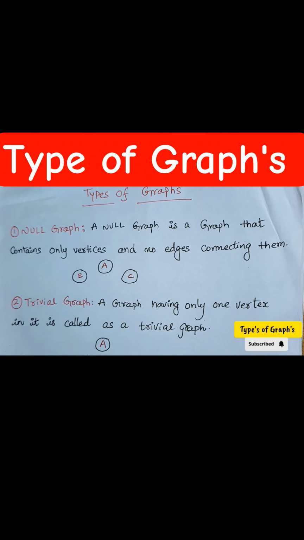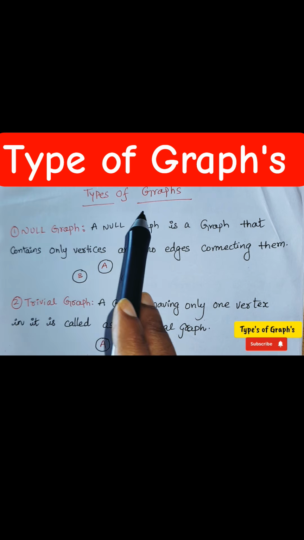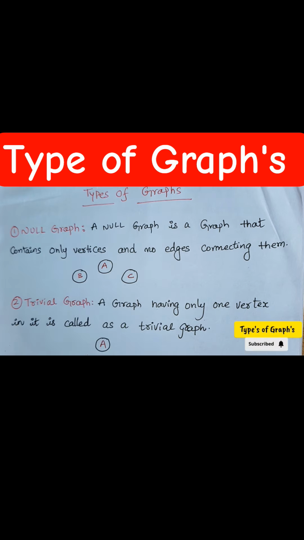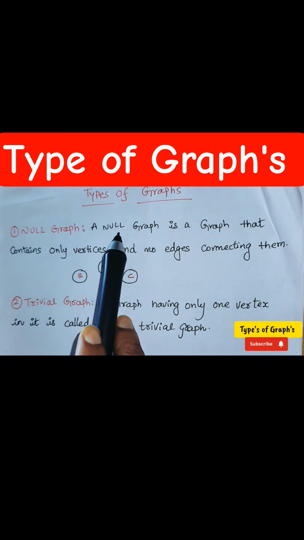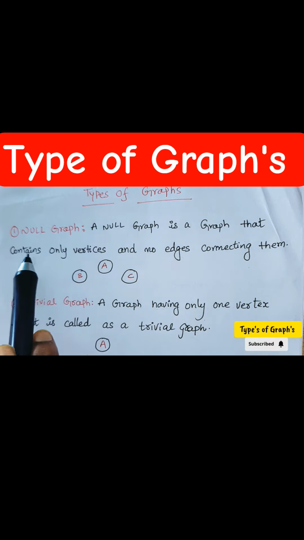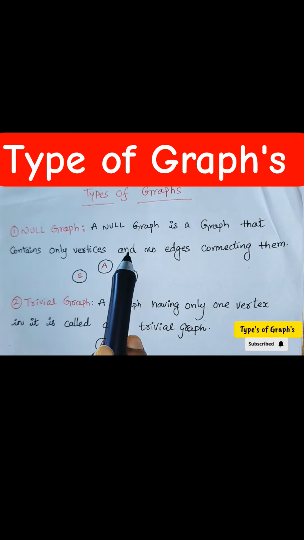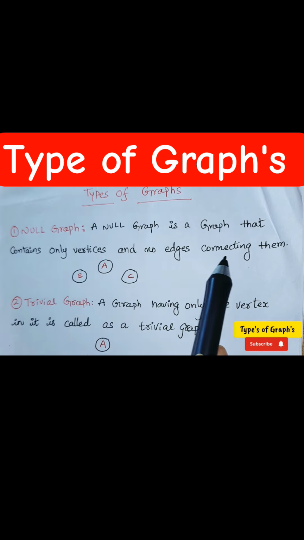In this video, I will explain about types of graphs, friends. Okay, so what is meant by null graph? A null graph is a graph that contains only vertices and no edges connecting them.